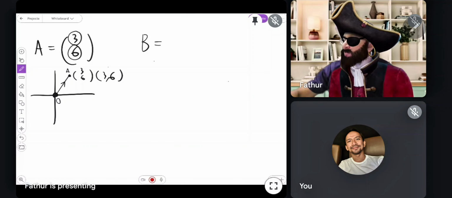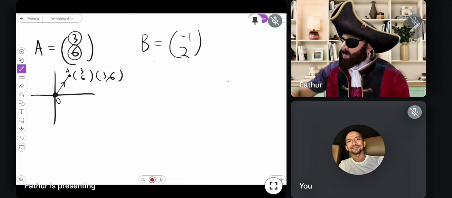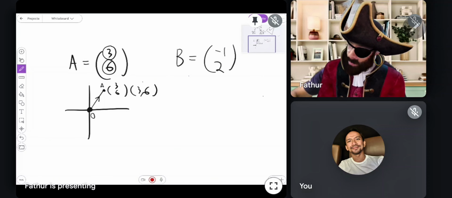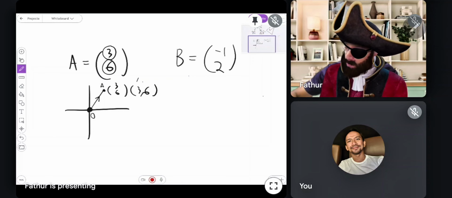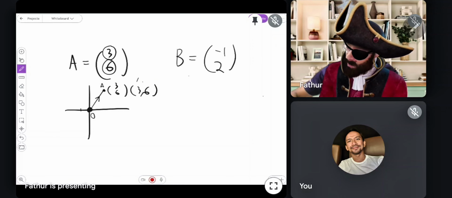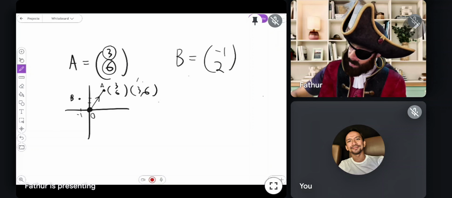If they tell you B is negative 1 and 2, where will B be? Negative 1 over here and then 2. So over here, I can put B. So B will be negative 1 and 2.